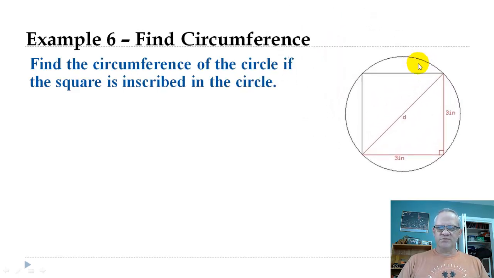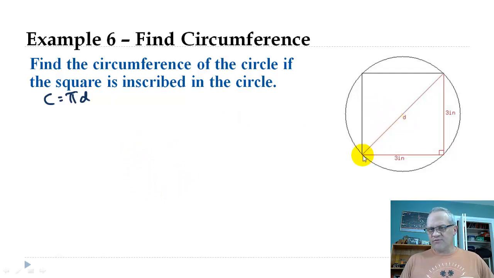Okay, so let's look at an example of what would happen here. Find the circumference of the circle if the square is inscribed in the circle. So basically what this is telling us is the vertices of the square are touching the edge of the circle. Well, how could we find the circumference? Remember, circumference equals pi times diameter. So what do we need in order to find the circumference? We need to know the diameter.